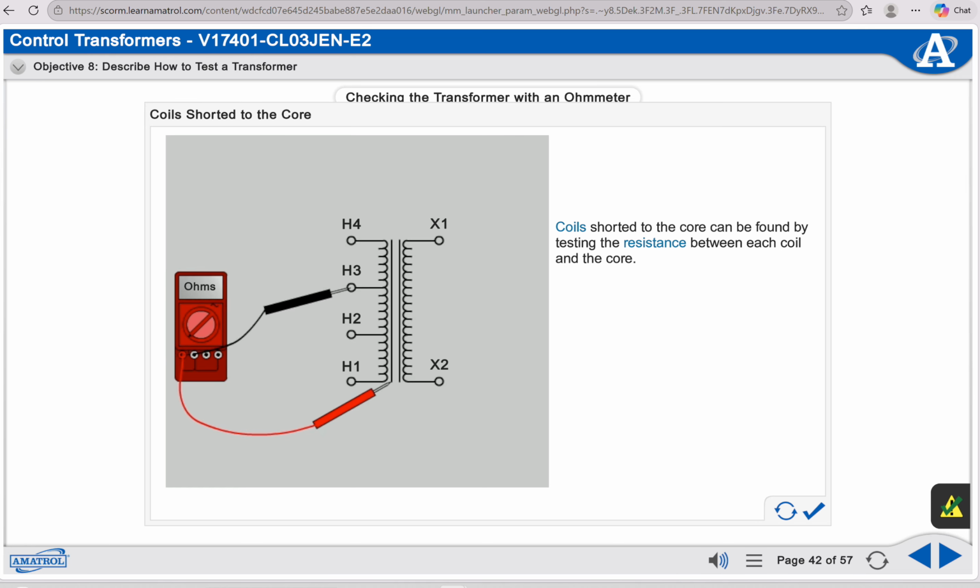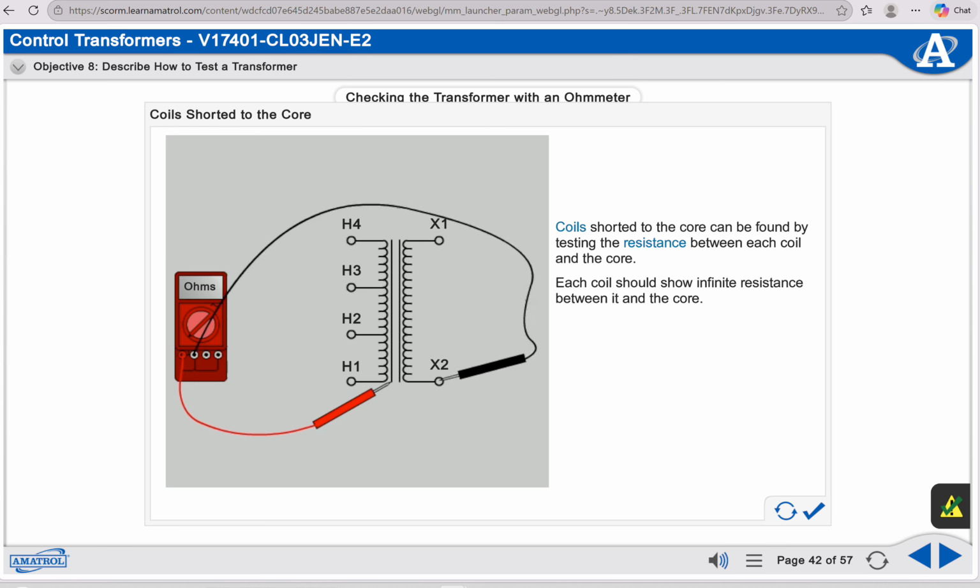Coils shorted to the core can be found by testing the resistance between each coil and the core. Each coil should show infinite resistance between it and the core. If anything other than infinite resistance is shown between any coil and the core, the transformer should not be used.